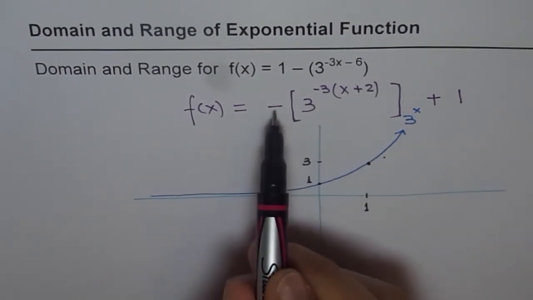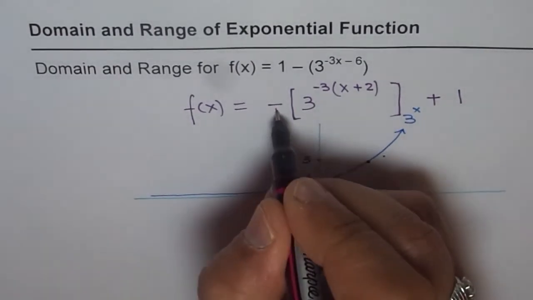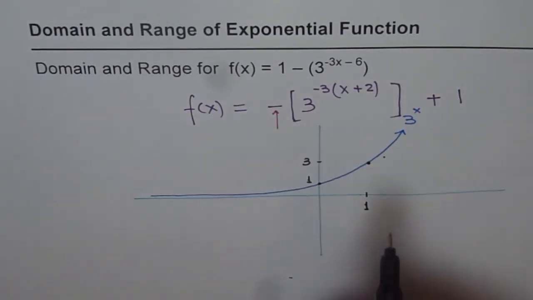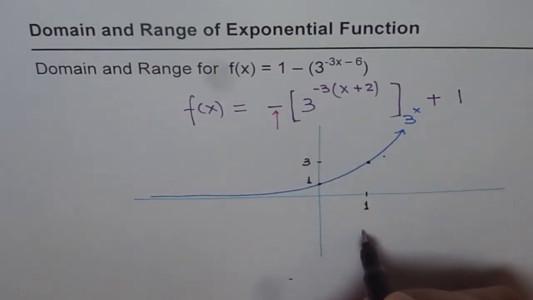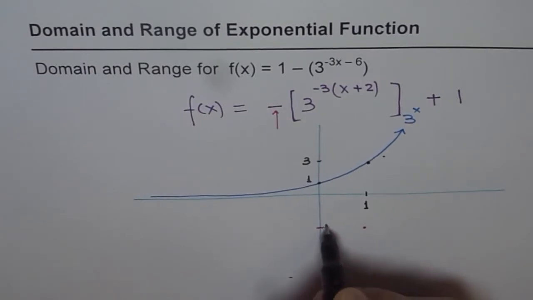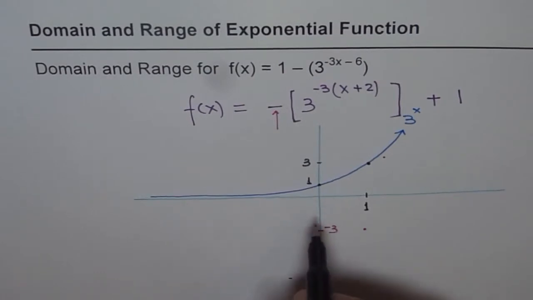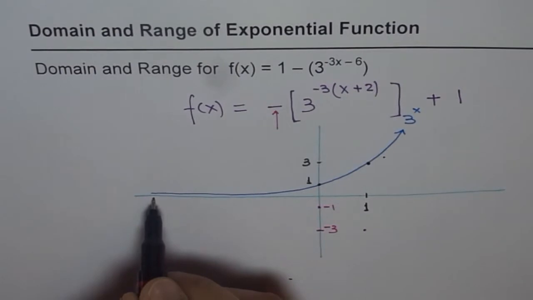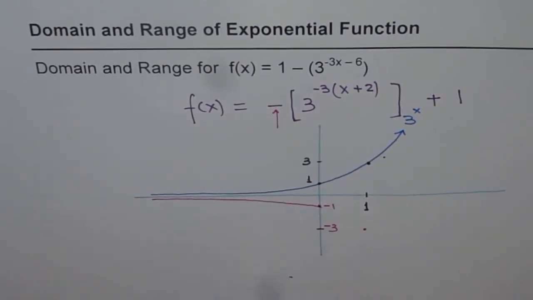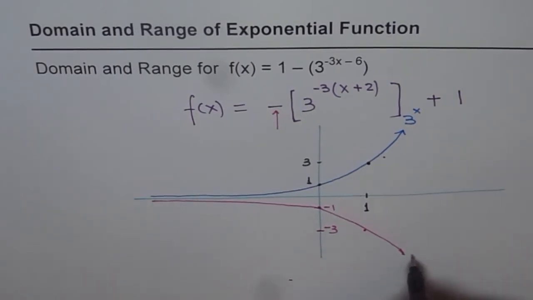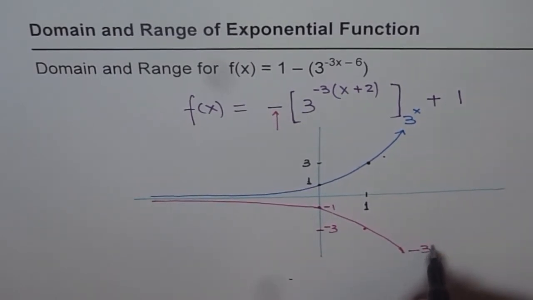Now if I do minus, it basically means that you have to reflect it on the x-axis. So this point, which was at 3, comes down to minus 3. So this will be here at minus 3. We can draw this function, and 1 will be at minus 1. So the function gets reflected and we get a graph which is kind of here, and I can write this as minus 3 to the power of x.